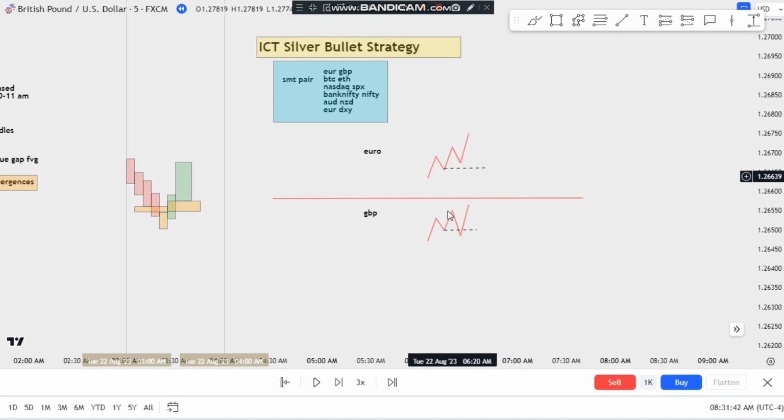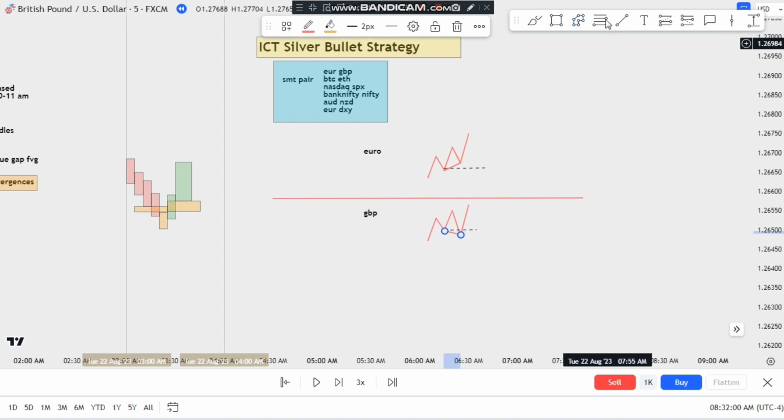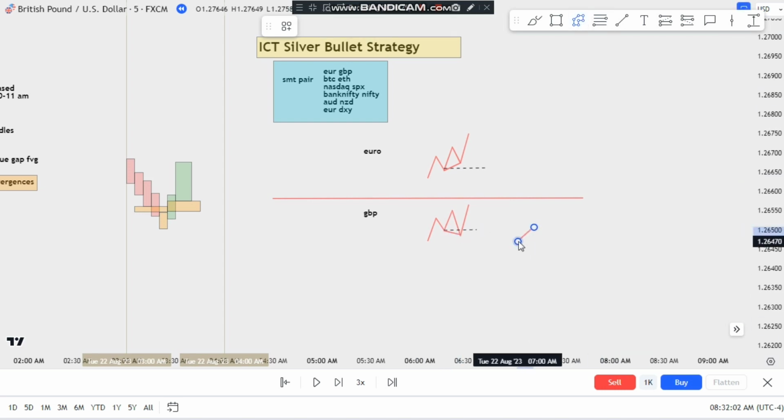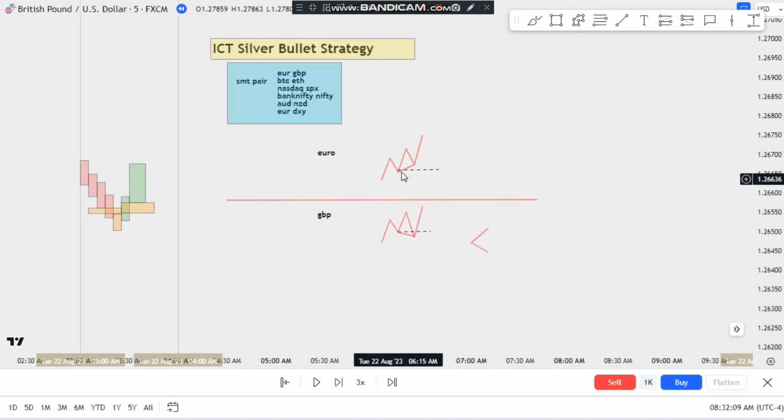Now this divergence has formed at the bottom, and the divergences that form at the bottom are bullish. How is this a divergence? You can see that the euro didn't sweep this low, the price stayed above. Now the GBP swept this low, so we got a sign like this at the bottom. When you get these divergences at the bottom, these are usually bullish.